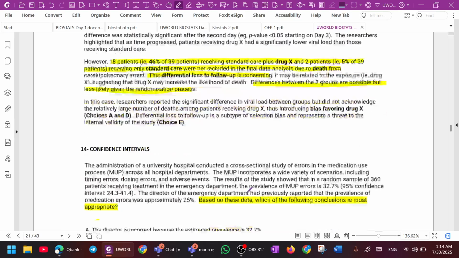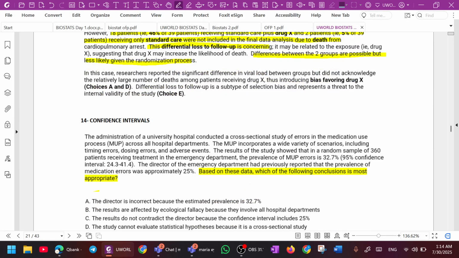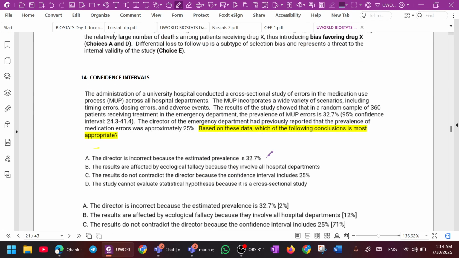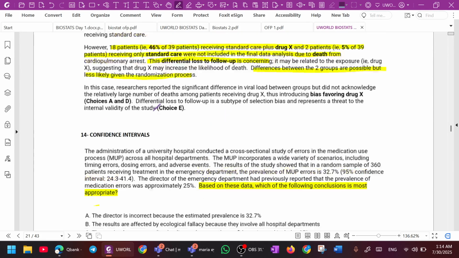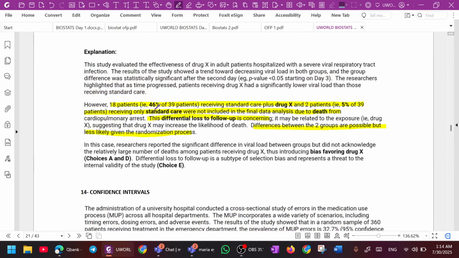Okay. Next. Confidence. Oh, I thought you were going to read the explanation. No, no, I will read the explanation. I thought that we had completed the explanation.